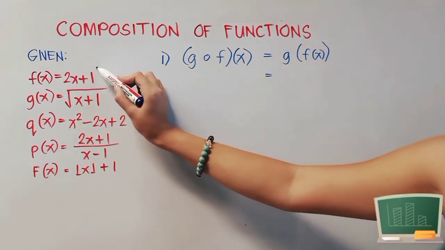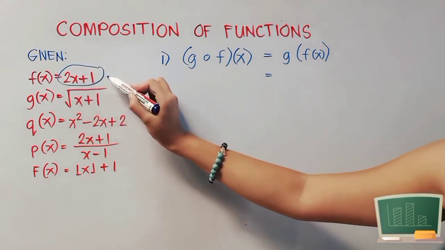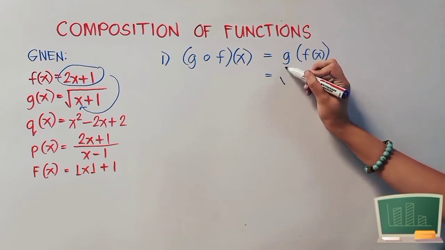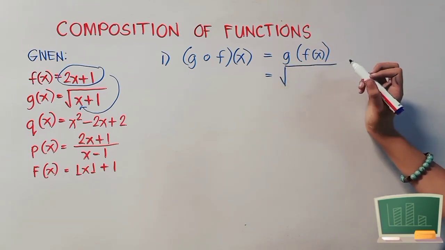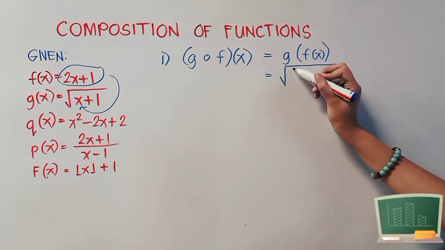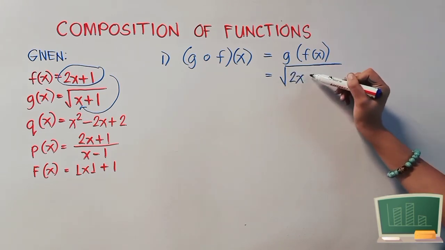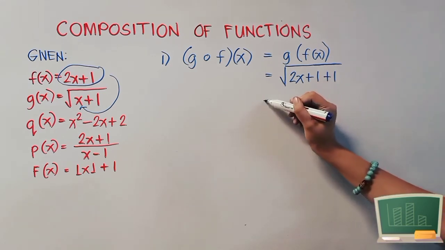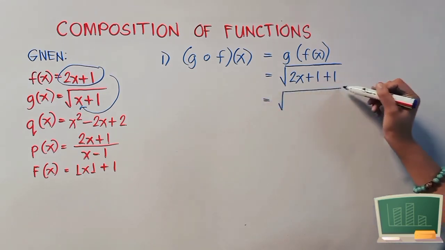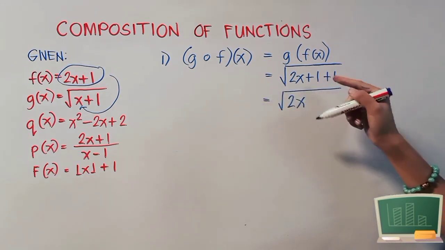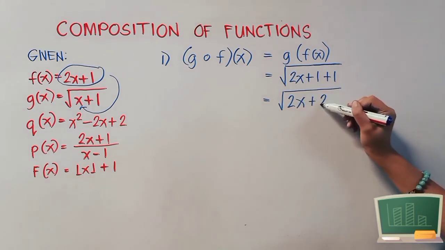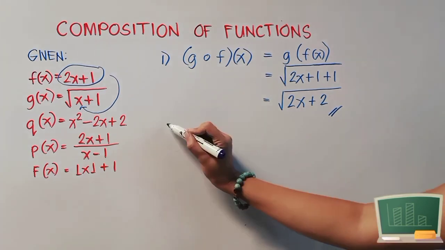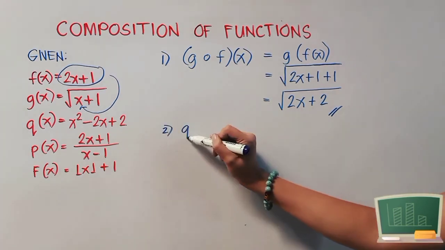So to visualize that, this function here will be our value of x. So that would be the square root of our x, which is 2x plus 1, and then we will just copy plus 1. That will give us the square root of 2x plus 1 plus 1, which is 2x plus 2, and this will be our final answer.